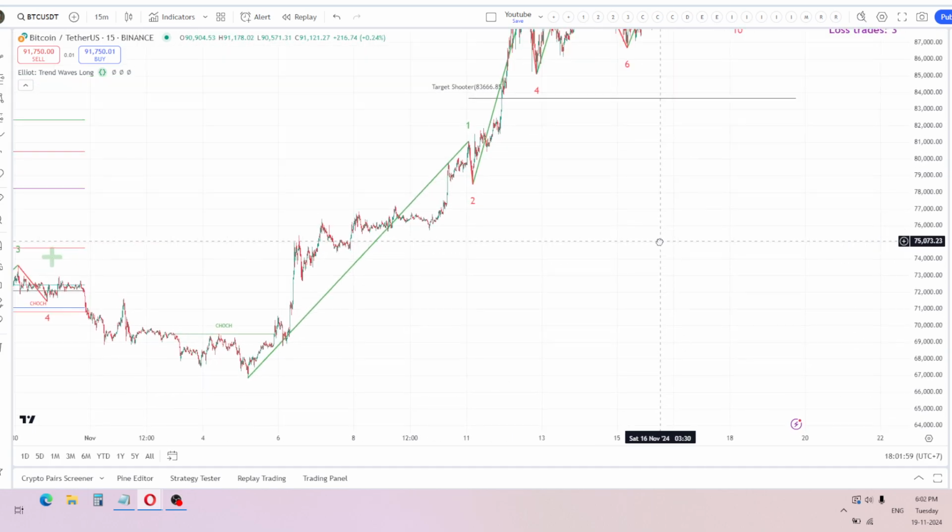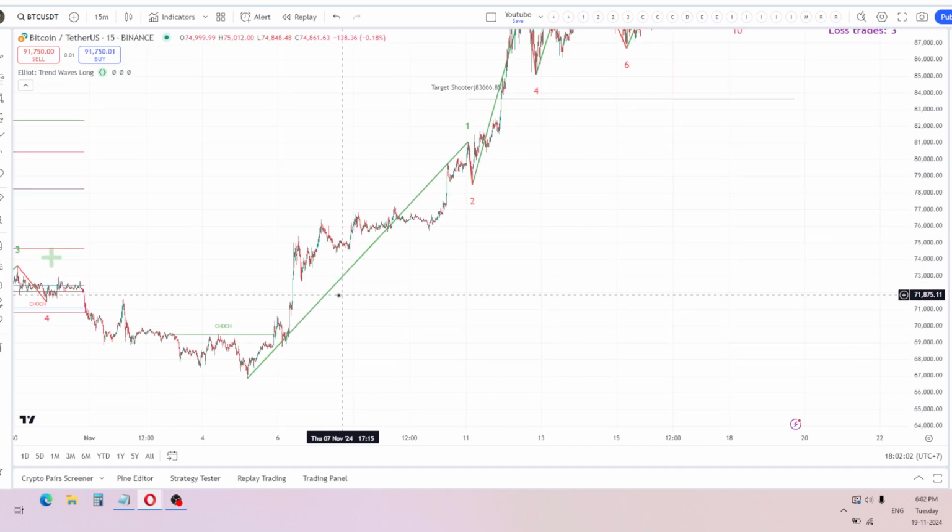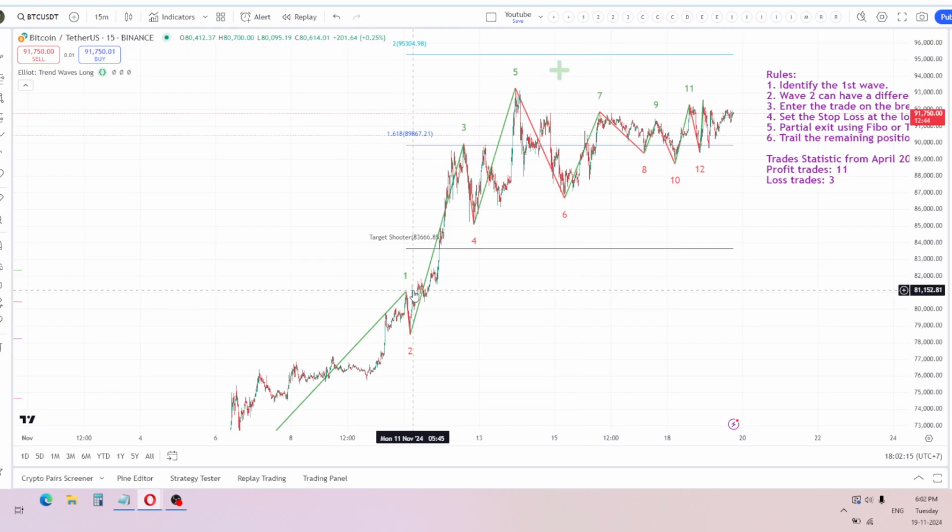Next example. The last example happened recently in November 2024. First wave, change of character, first wave, second wave, made entry over there, target shooter, 1.6 target. We trail the rest of the position by the low of correctional waves and make the ultimate exit over there. So this trade is in a profit.